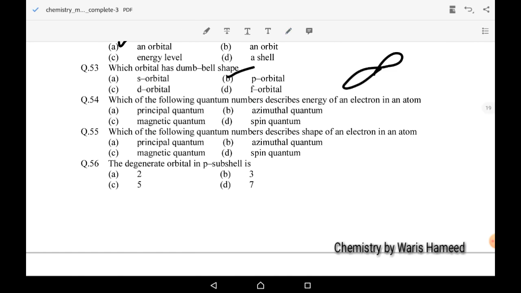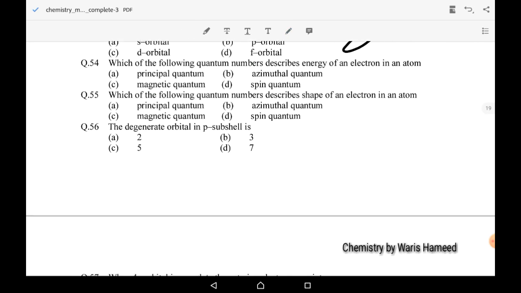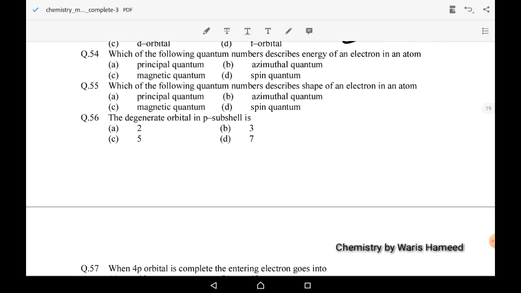Next MCQ is, which of the following quantum numbers describes the energy of an electron in an atom? Its answer is principal quantum number, A. Principal quantum number tells us about the energy of an electron.